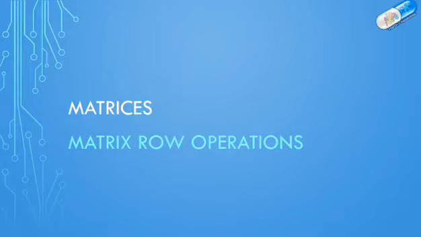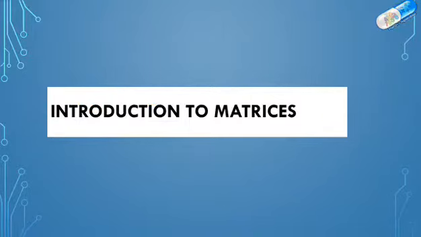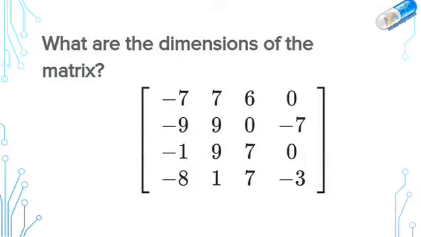Hello dear students. Our lesson today is about matrices and especially the matrix row operations. First, an introduction to matrices. What are the dimensions of the matrix? Dimensions means how many rows and how many columns. And the dimension of a matrix is written in a form of a number multiplied by another number.